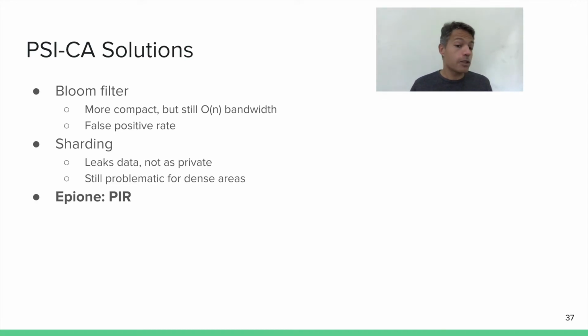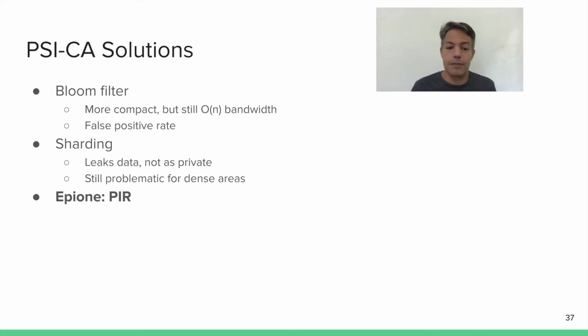We could use a Bloom filter. It's more compact, but still order n, so that means it's going to grow with the size of the server set. It also has a false positive rate. We could try sharding the values so that you have them within a geographic region, for example, or dates and so on, but that leaks data, and so we're losing our privacy guarantees. And that's also very problematic for dense areas, for example, in Singapore.